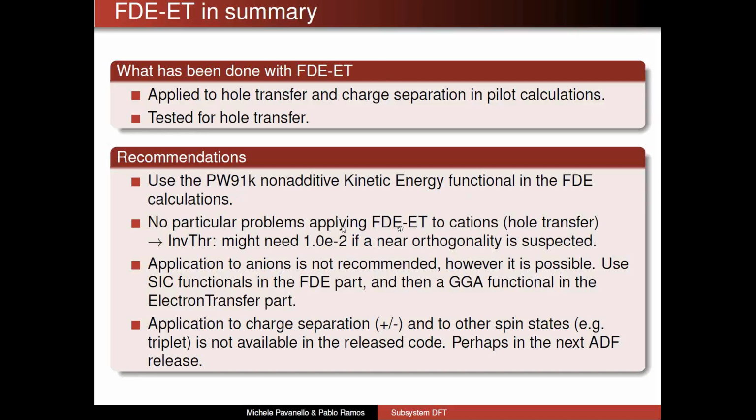Again, there are no particular problems applying FDET to cations. You might need to tweak the INV threshold a little if near orthogonality is suspected. However, application to anions is not recommended, although it is possible with the current code. If you use self-interaction corrected functionals, such as the SAOP functional, or hybrid functionals, then you should be okay.